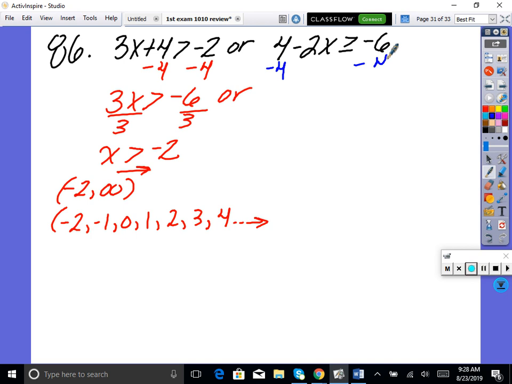Minus 4, negative 2x is greater than or equal to negative 10, divided by negative 2. X is, oh, we just divided by a negative. We've got to change our sign.